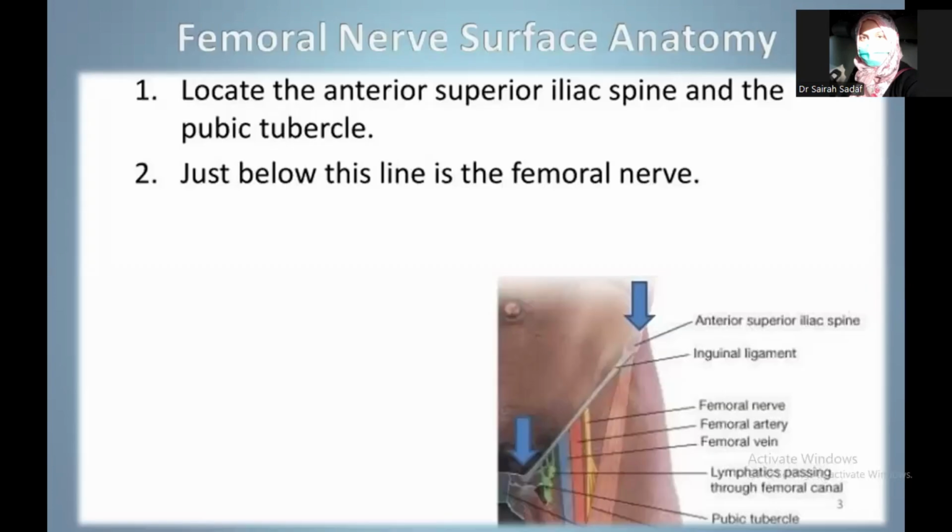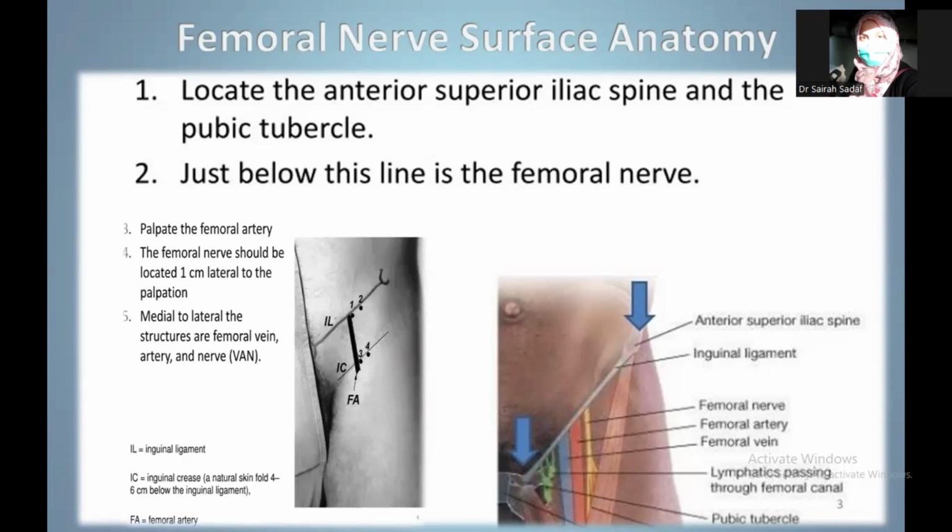Now, how to locate it? First of all, you need to locate the anterior superior iliac spine over here, the first blue arrow. Then the second one, you have to locate the pubic tubercle. Between these two lies the inguinal ligament. This over here, inguinal ligament. Now, just below the inguinal ligament lies the femoral artery. Palpate the artery, and 1 centimeter or 1.5 centimeter lateral to the artery is the femoral nerve. You can go directly at a 90 degree angle to the skin, and when you feel the first pop and second pop, aspirate and give your drug.